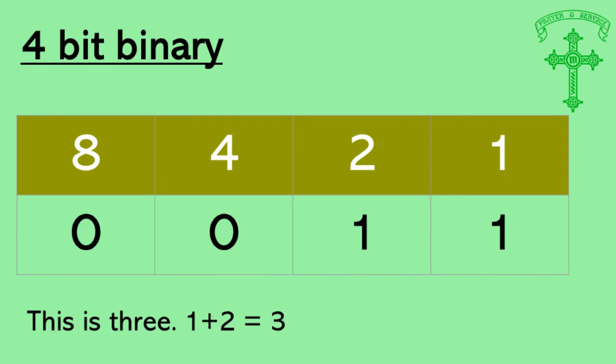This is 3. So 1 is on, 2 is on, 4 is off, 8 is off. That's 1 plus 2 gives 3. And this is 10. So the 8 is on, 4 is off, the 2 is on, and the 1 is off. So 8 add 2 is 10.